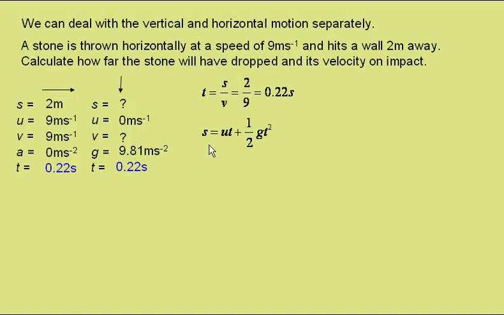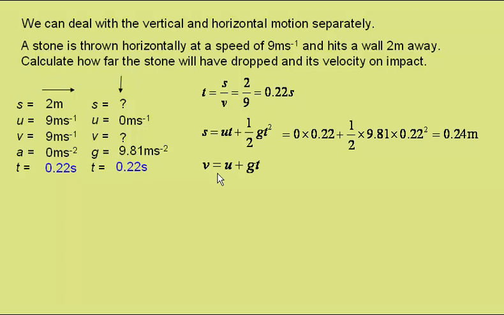Next, I'm going to use s equals ut plus a half gt squared to find my vertical displacement. That is how far the stone will have dropped. Putting in the numbers, s equals 0 times 0.22 plus a half times 9.81 times 0.22 squared, which comes out at 0.24 meters.